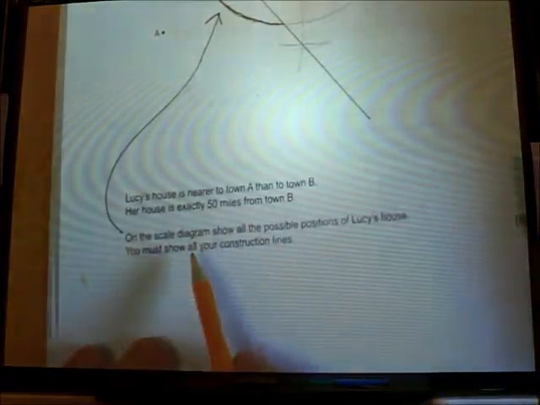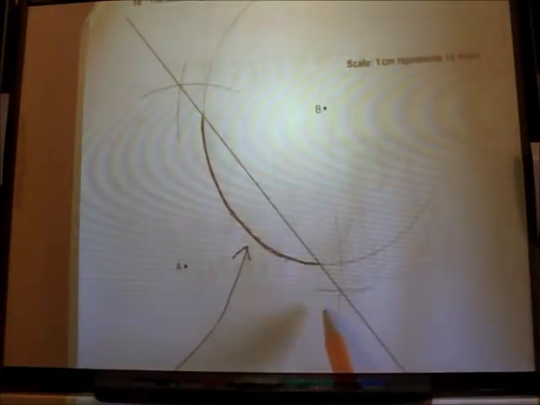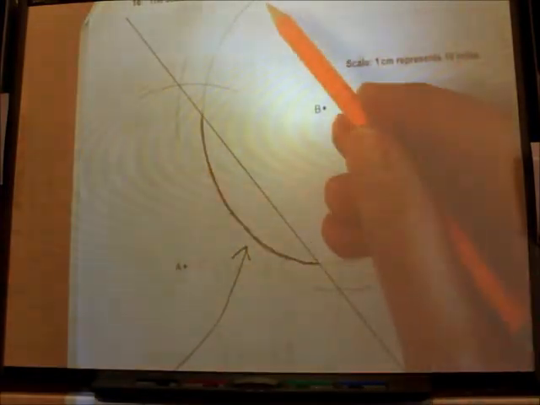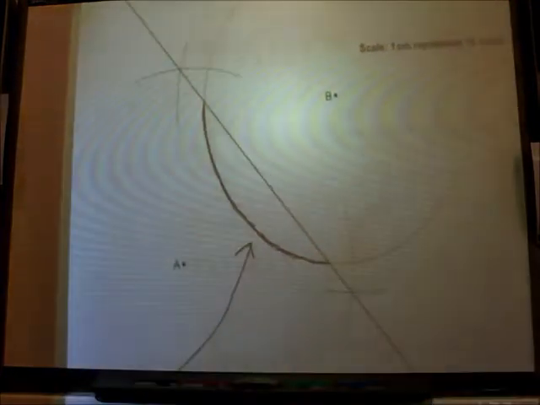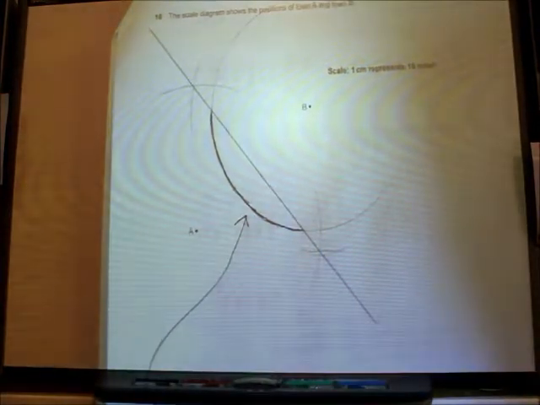The next key bit is you must show all of your construction lines, and your construction lines are these lines here that you use to draw your perpendicular bisector, and it is also this arc you've drawn here as well. Don't try and do this question by just having a guess, because you won't get any marks. You must show these construction lines.